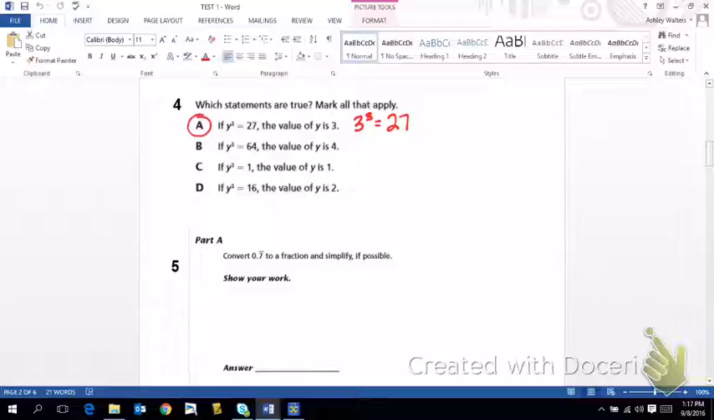In B, you're going to cube your 4, which is 4 times 4 times 4, which will give us 64. So here y cubed equals 64 is a true statement. For C, we are cubing 1, and 1 times 1 times 1 will in fact give us 1, so y cubed equals 1 is a true statement. For D, if we were to cube 2, we would come up with 8, because 2 times 2 is 4, and 4 times 2 is 8. So y cubed equals 16 is a false statement.